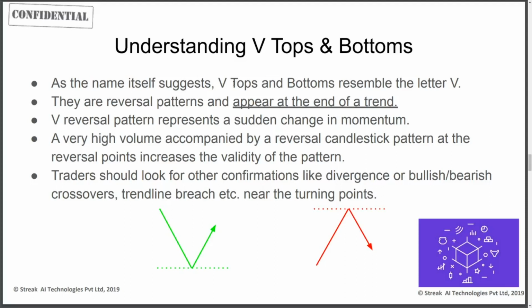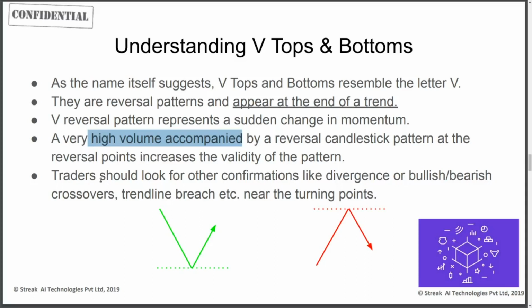Okay, so as the name suggests, V top and V bottom resemble the letter V, and they are reversal patterns like the previous one, and they appear at the end of a trend. So V reversal patterns represent a sudden change in momentum. And a very high volume accompanied with this reversal candlestick pattern at reversal points increases the validity of the pattern. So that is very important to keep in mind.